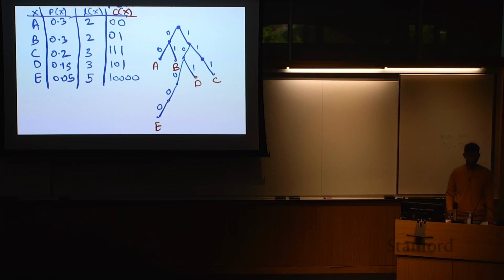One of you, why do you think it's not the absolute best code for this distribution? E could be significantly smaller than that. Yeah. So the answer is E could be smaller, right? What's happening here is not something we like. You have E here. You could have placed E here without, sorry.